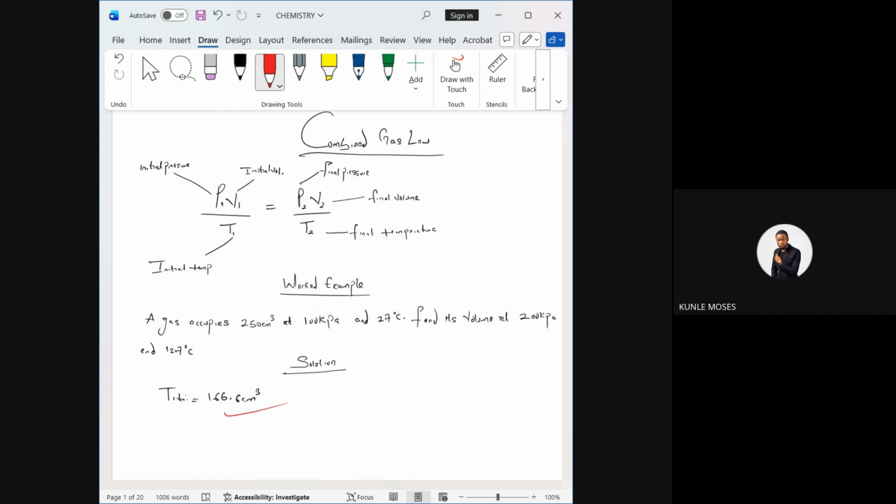Are you with me? And the final temperature is 127 degrees C, and you convert it to Kelvin. That would be 127 plus 273, which should be about 400. Then you slot in all these values into your formula. Justice, is that clear? Confidence, is that clear?